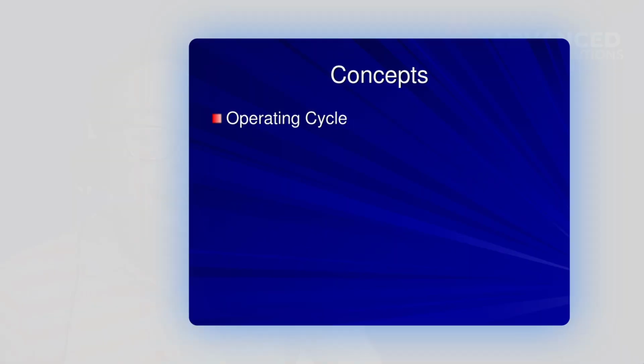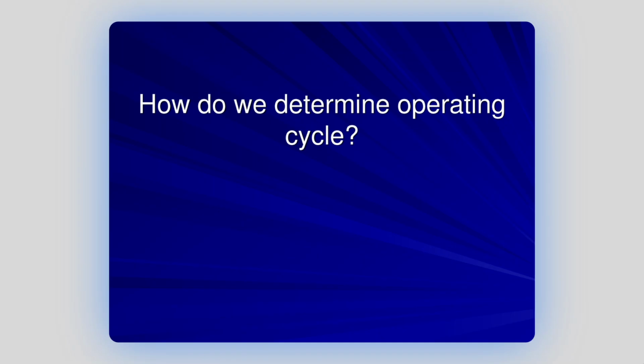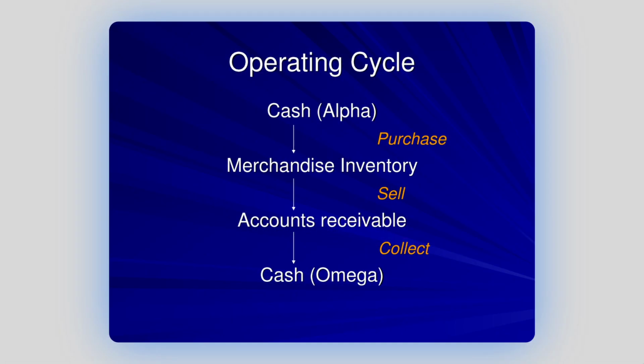Okay, so how do we determine your operating cycle as discussed kanina? Very important here, in terms of your merchandising, you have your cash, your alpha, then you purchase your merchandise inventory and you sell it, and that would be your account receivable, and it will end with collections of cash, alpha and omega. Again, cash, merchandise inventory, then you sell it, it becomes part of your sales, then your AR, then you collect cash.